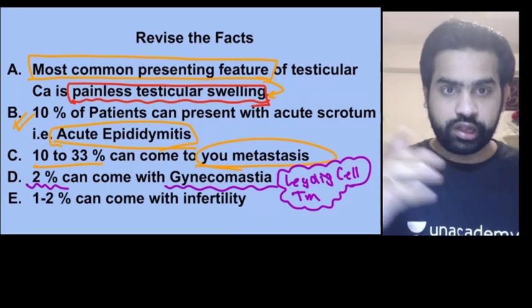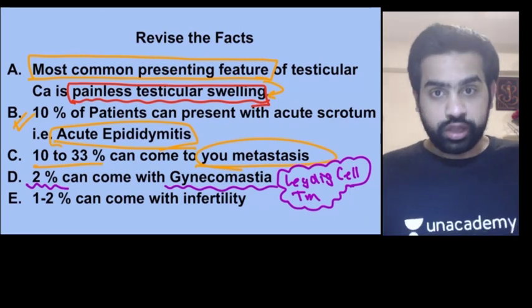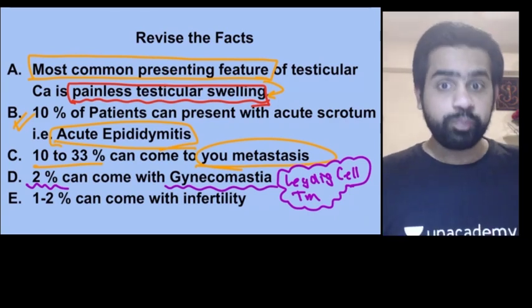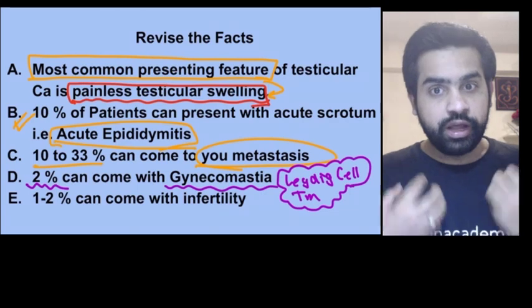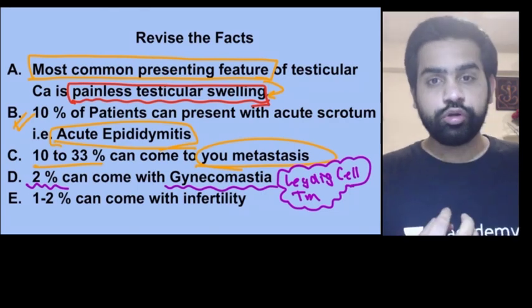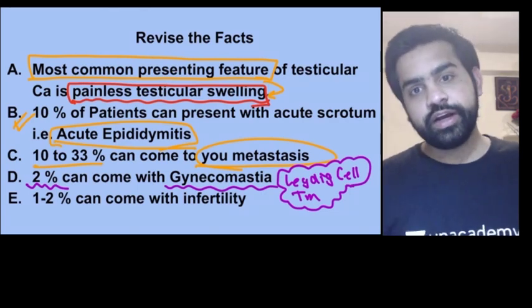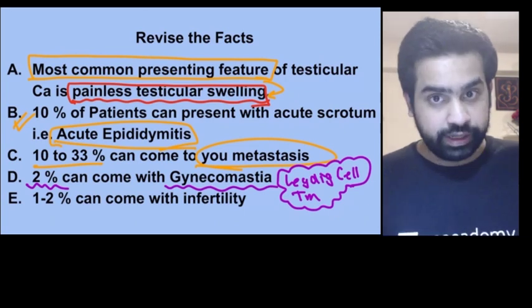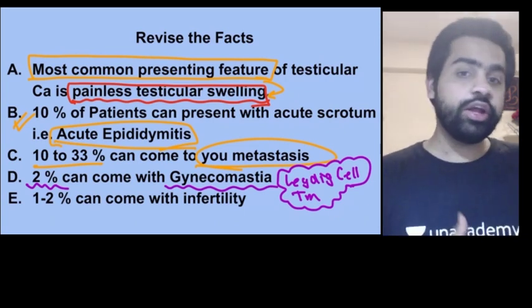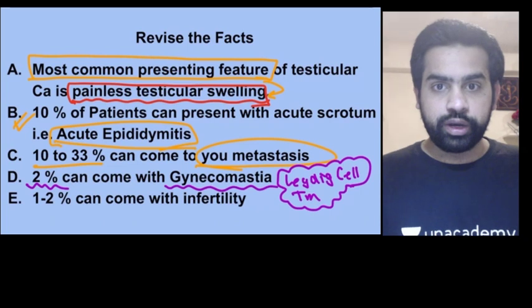Just connect the dots. Leydig cells usually produce testosterone. If there is a Leydig cell tumor, more testosterone will be produced. If there is more testosterone, what is going to happen? It is going to get converted into estrogen by the enzyme aromatase, and because of this estrogen, we are going to have gynecomastia. I hope you are able to understand this.